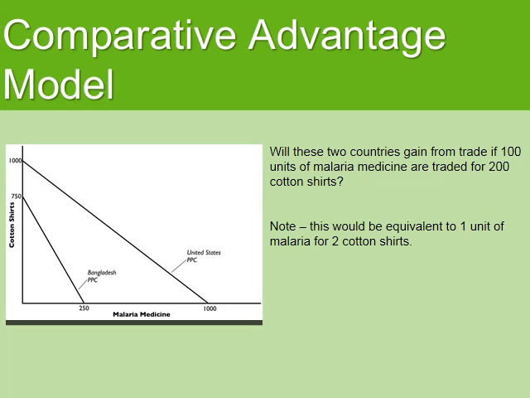Now, when you're given numbers such as these large ones, it always helps if you can get it down to smaller numbers. Note, 100 units of malaria medicine traded for 200 cotton t-shirts would be equivalent to trading 1 unit of malaria medicine for 2 cotton t-shirts.